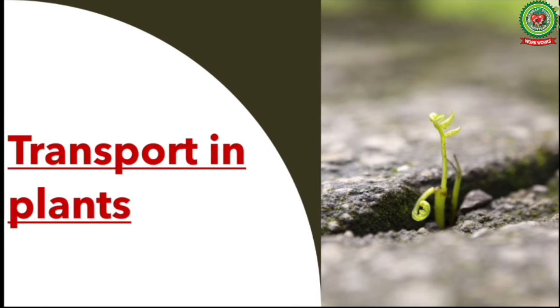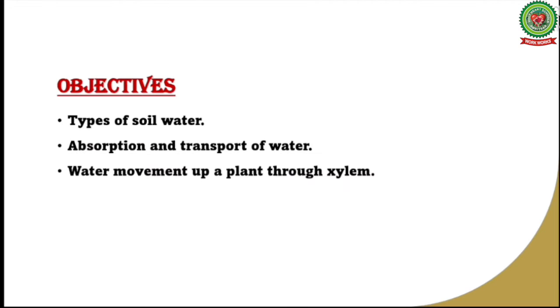This video is in continuity with the previous video of chapter Transport in Plants. The objectives that we are covering in this video are types of soil water, absorption and transport of water, and water movement up a plant through xylem.